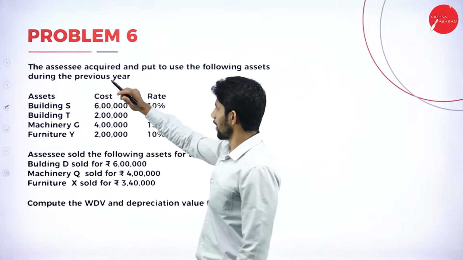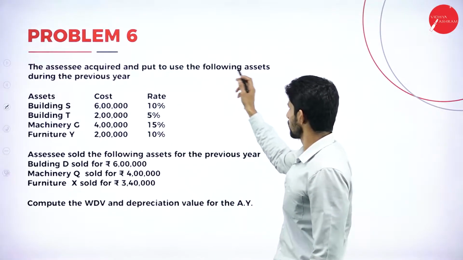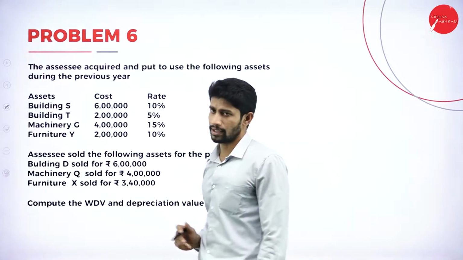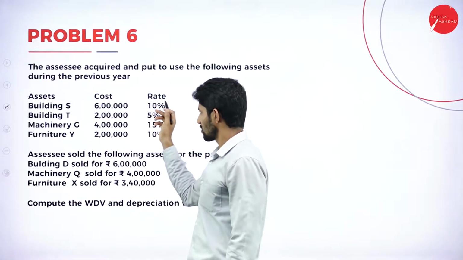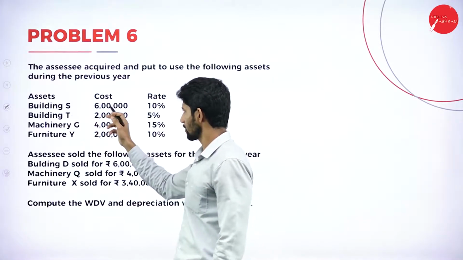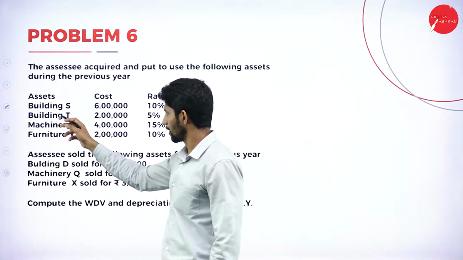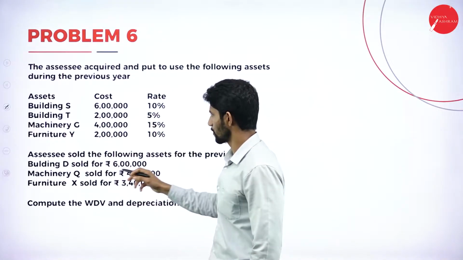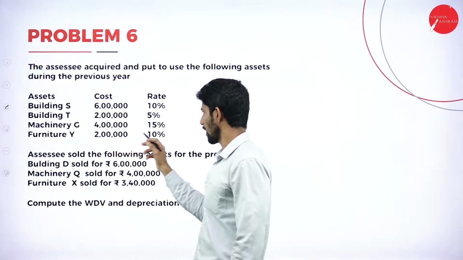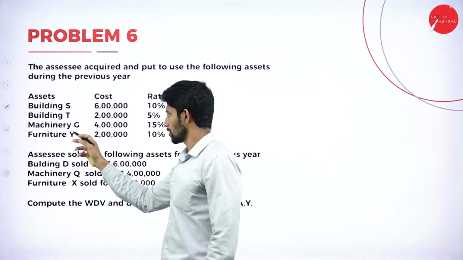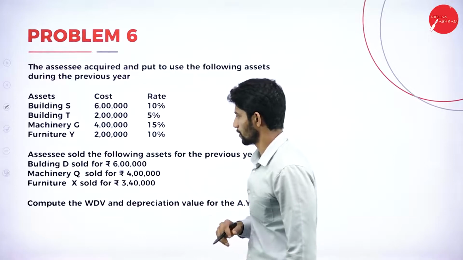The assessee acquired and put to use the following assets during the previous year. Asset, cost, rate: Building S, 6 lakhs, 10%. Building T, 2 lakh, 5%. Machinery G, 4 lakh, 15%. Furniture Y, 2 lakh, 10%.